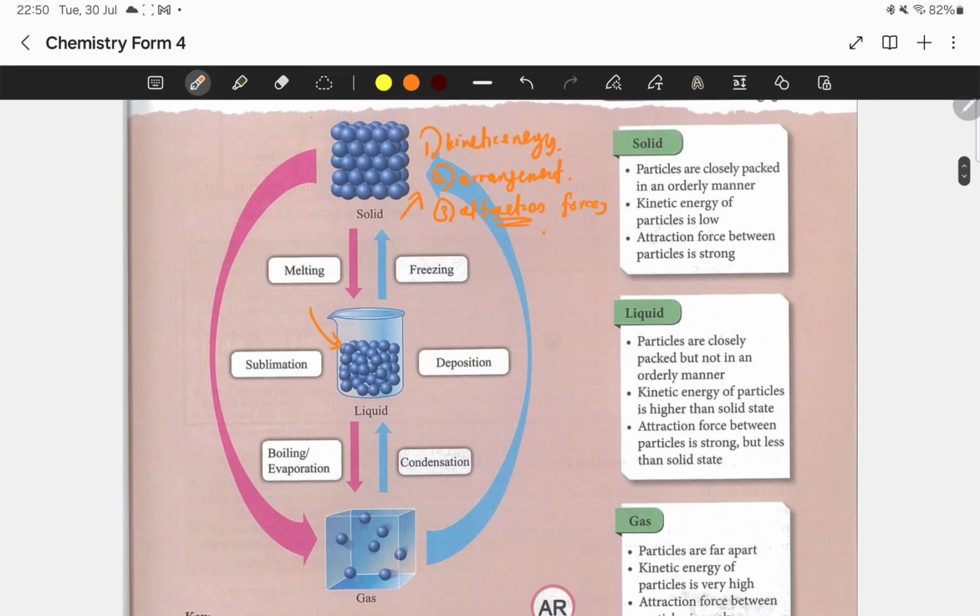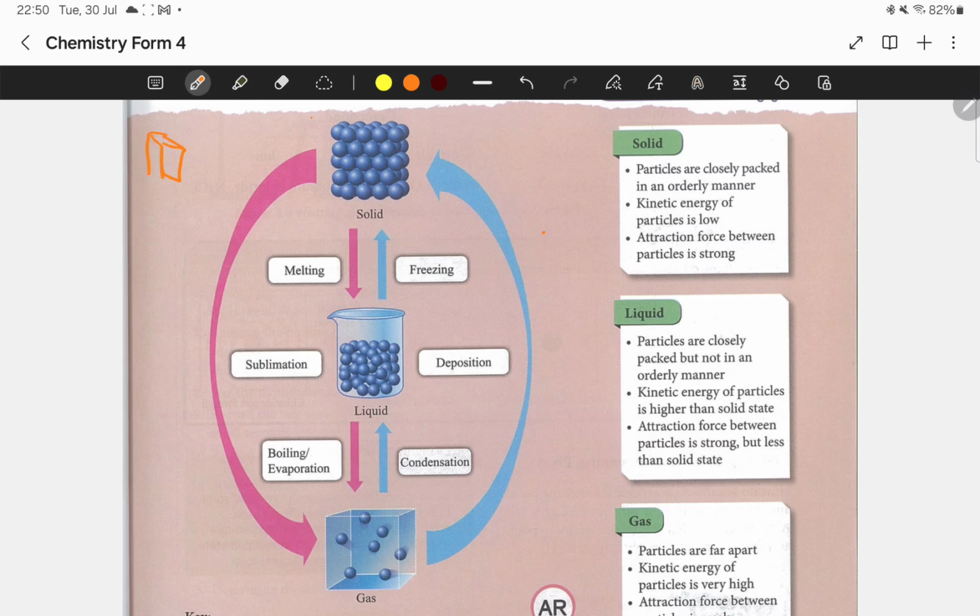Okay, let's say, I'll be erasing this one. So you have solid here changing to liquid and to gas. So from solid to be liquid, okay, so you have an ice cube.